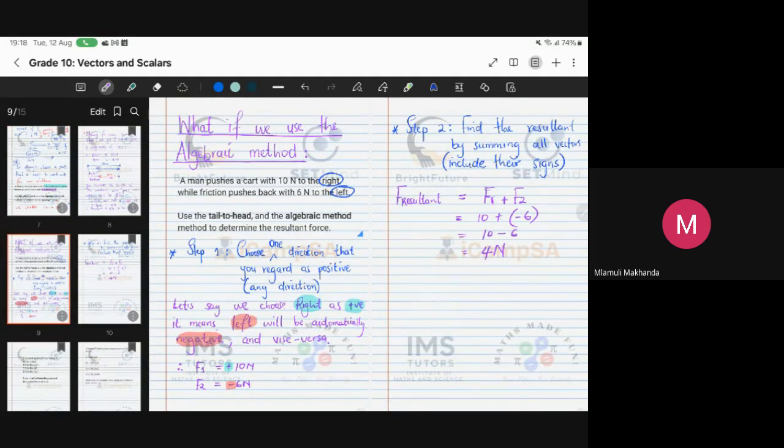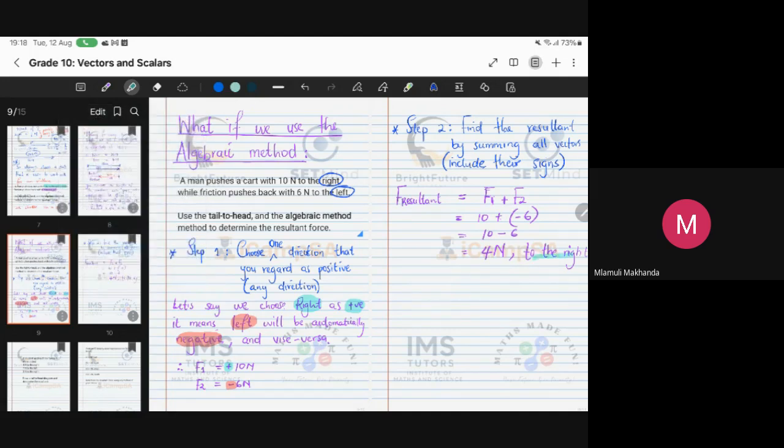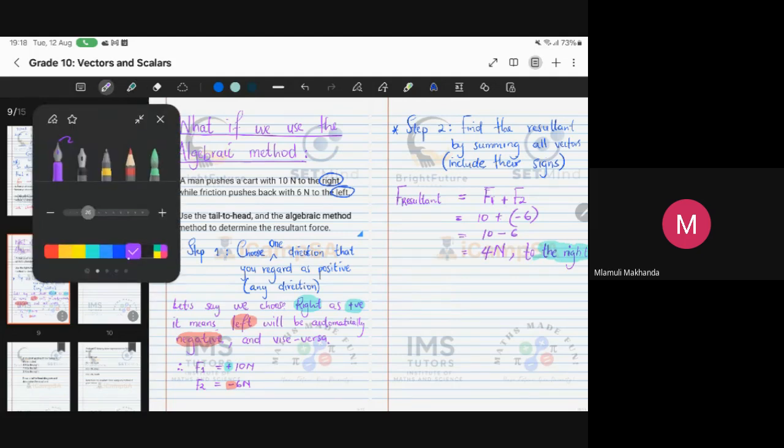Now, F resultant is still not complete. It's a vector, so it needs direction. Now we see, since we chose right as positive, and our F resultant is positive, it means it is going to the right, because it is positive. Let me write it for you. Keep it as simple as possible.